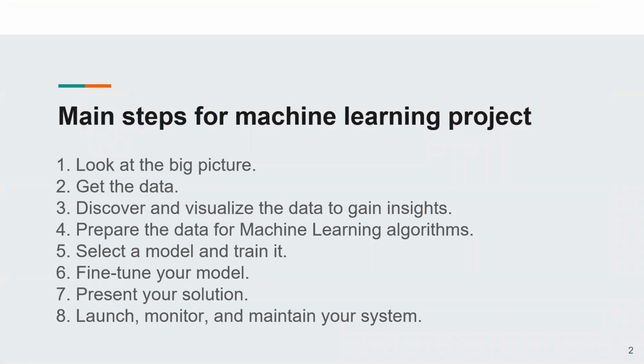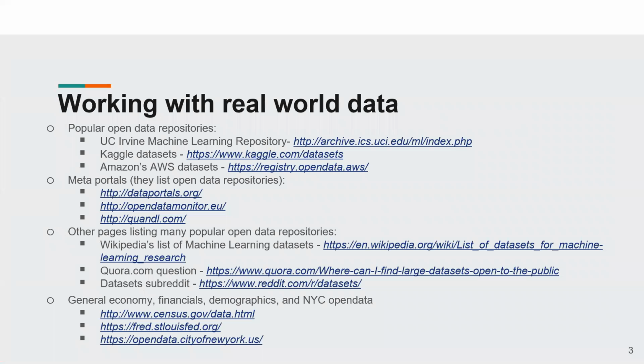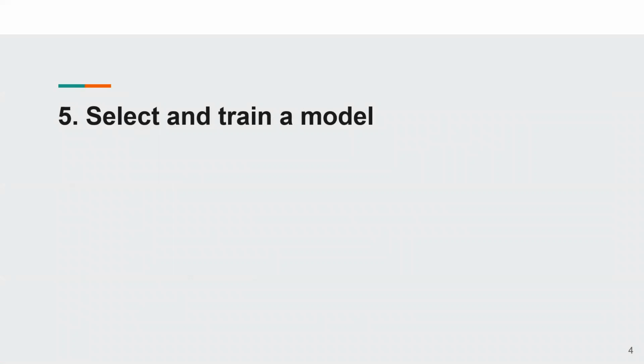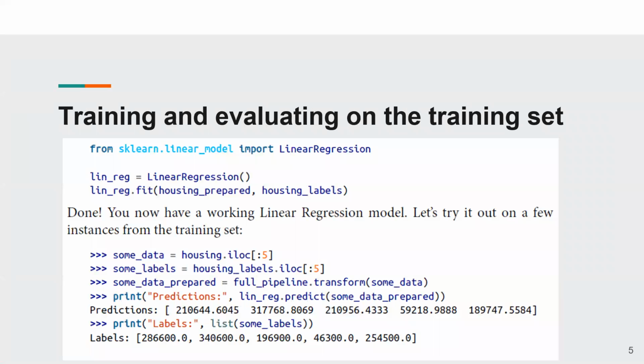So just a quick review. These are the 8 major steps that you should follow through for any machine learning project. And then we stopped at step 5. These are the data potentially you can select from. So let's look at number 5, select and train a model. Let's take a look, right?